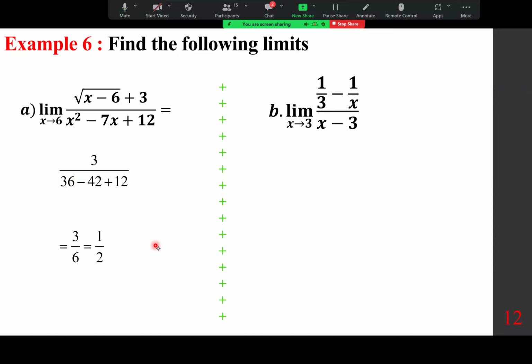All right. The limit of 1/3 minus 1 over x minus 3 as x approaches 3. If I plug in 3, I get 0 over 0. And what's the technique? This is called a complex fraction.